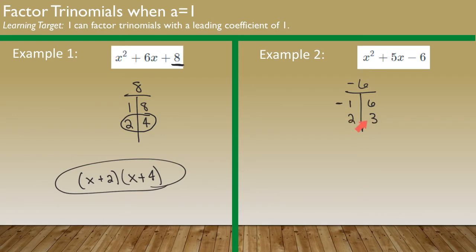So these 2 do not make -6 because they're both positive. If this is negative, we must have one negative and one positive. So our factors must be -1 and 6. So we have x minus 1, x plus 6.